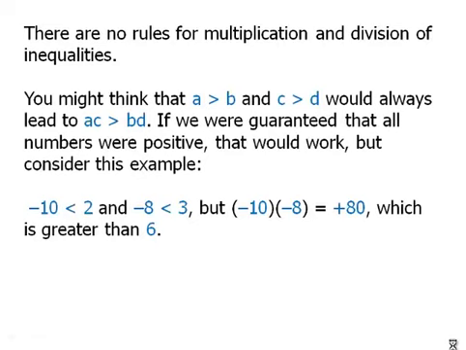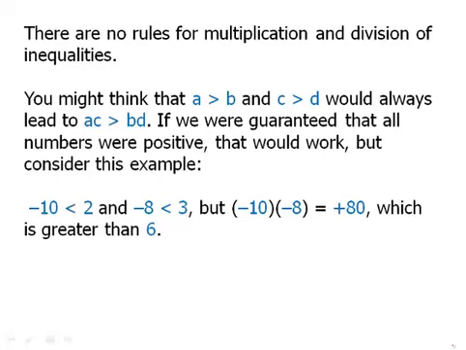There are no rules for multiplication and division of inequalities. Again, it always results in mathematical nonsense. You cannot do it. You might think that if A were greater than B and C were greater than D, it would always lead to A times C is greater than B times D. Why wouldn't it be that big times big is always greater than small times small?